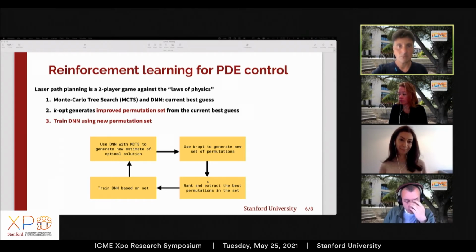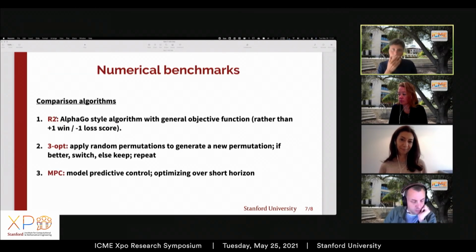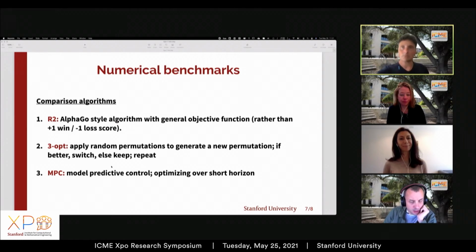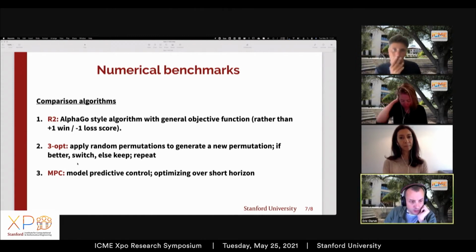In terms of the benchmarks, our contribution was to some extent combining this idea of AlphaGo and k-opt. So we chose to benchmark against these methods taken separately. So just R2, which is basically just the AlphaGo method, and then 3-opt.